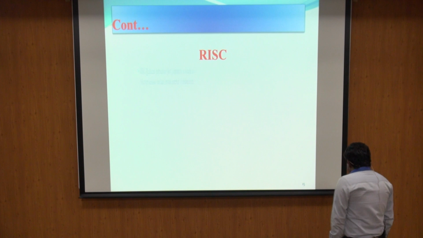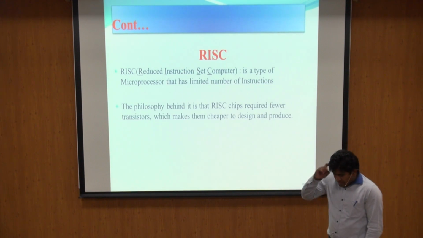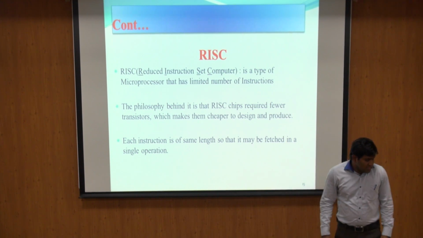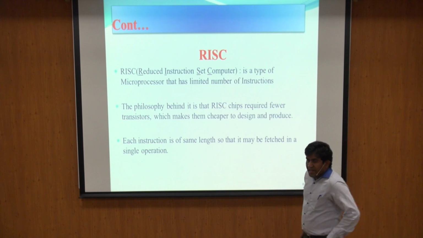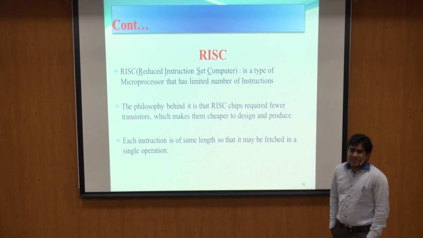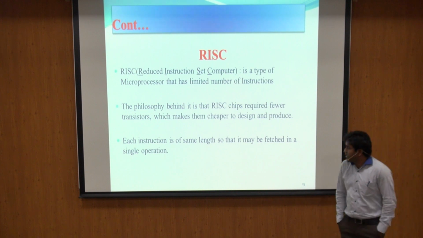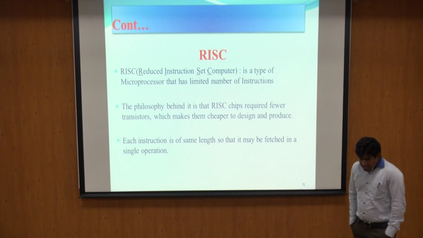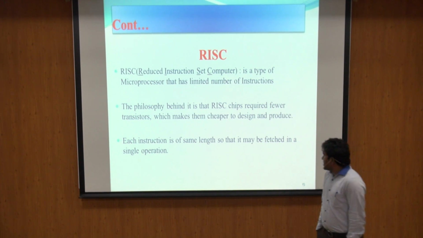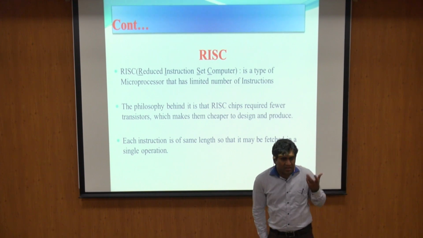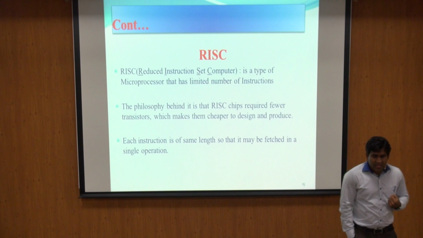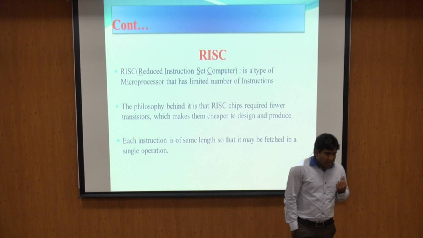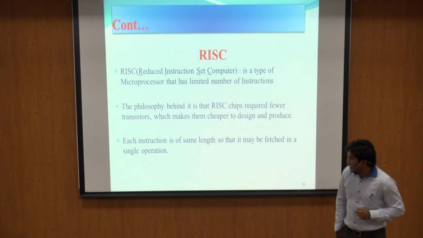Now let's discuss what RISC is. RISC is nothing but the reduced instruction set computer. As the name says, it has a reduced number of instructions, that is, fewer than 100. The philosophy behind it is that RISC chips require fewer transistors to design, which makes them cheaper to design and produce. As it has fewer instructions, this architecture automatically requires fewer transistors, so the cost is reduced.